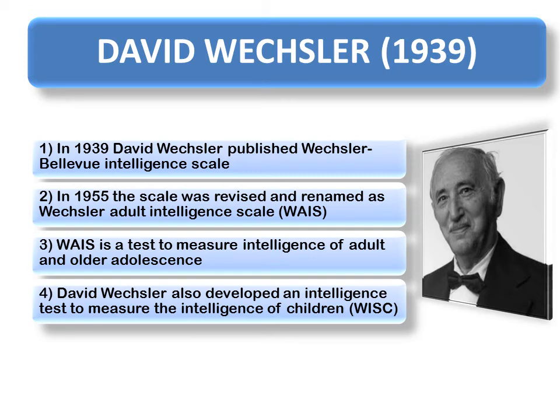David Wechsler. First, in 1939, David Wechsler published the Wechsler-Bellevue Intelligence Scale. Second, in 1955, this scale was revised and renamed the Wechsler Adult Intelligence Scale, WAIS. Third, WAIS is a test to measure the intelligence of adults and older adolescents. Fourth, David Wechsler also developed an intelligence test to measure the intelligence of children, known as WISC.